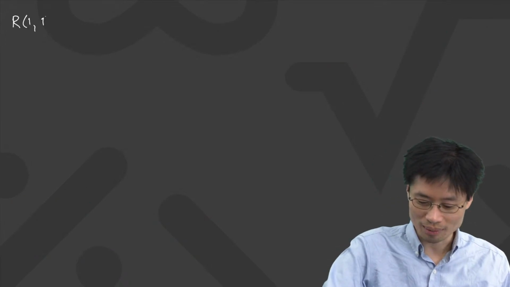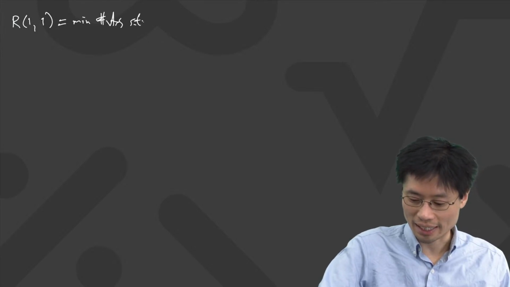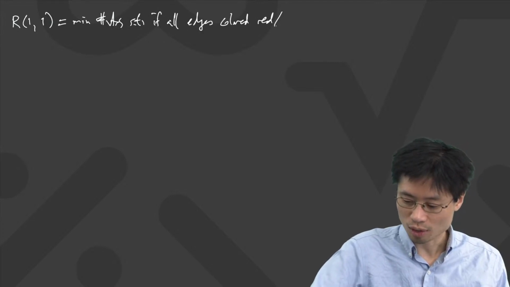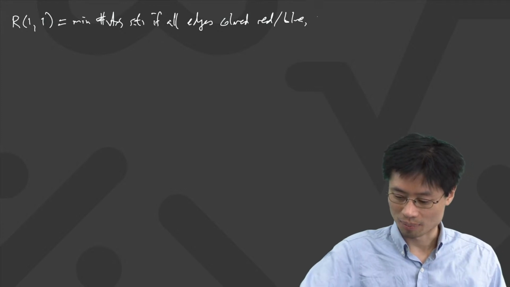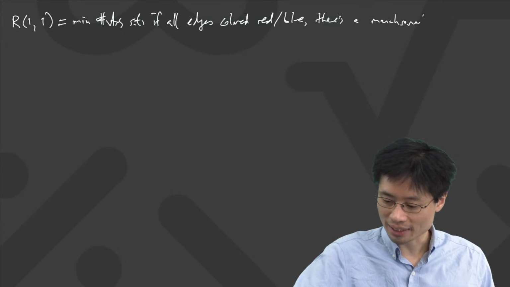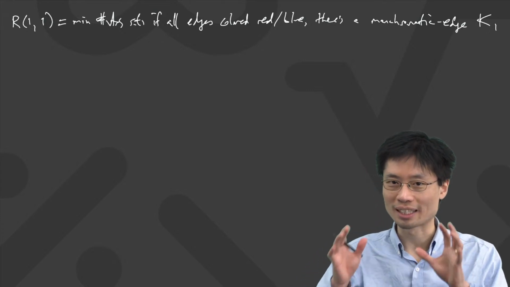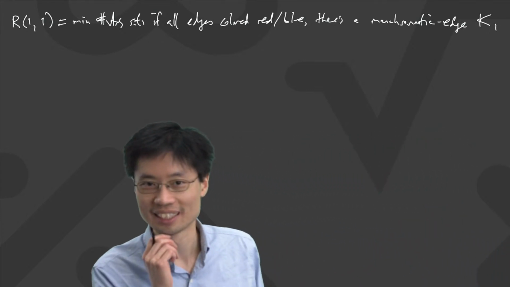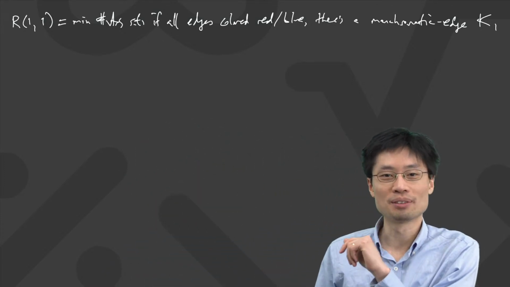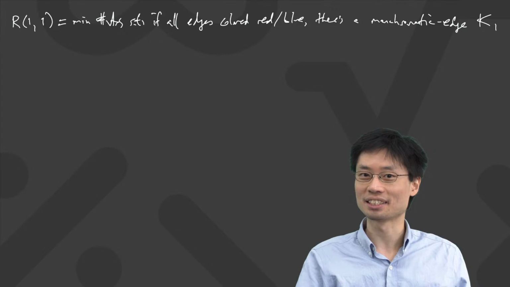What is R(1,1)? I'll just write that down. Minimum number of vertices such that if all edges are colored red or blue, there's a monochromatic K1. I wanted to emphasize monochromatic edge. The edges are what you're coloring, not the vertices. What is this? I claim this is so easy I can do this. What's the minimum number of vertices you need so that no matter how you color all those edges, you're going to find a K1 where all the edges are the same color?